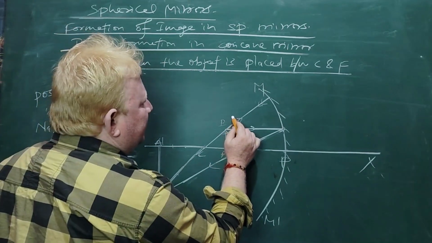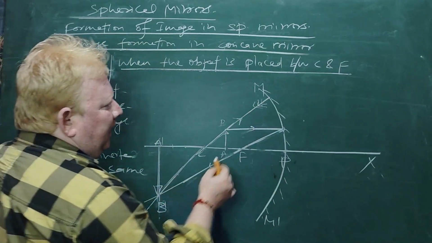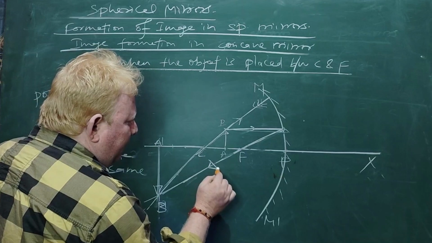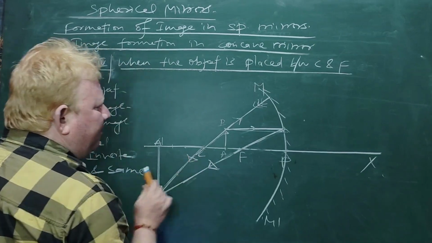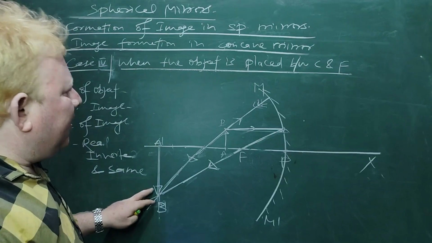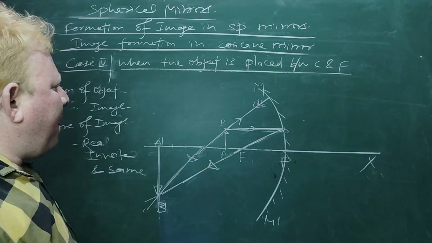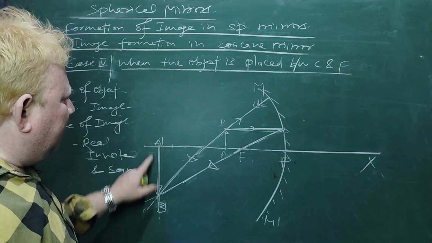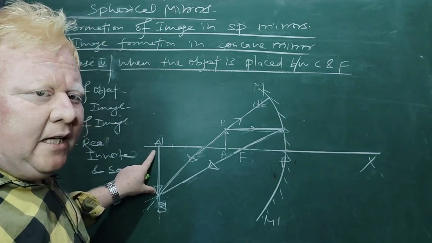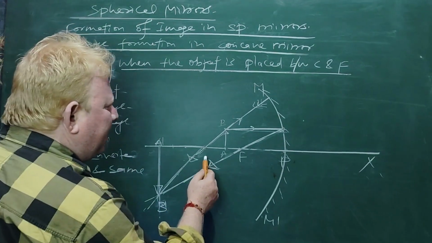This is your incident ray, but now it has become the reflected ray. If this is the incident ray, this is the reflected ray. So we have these two reflected rays, and they are meeting here at this point. So the image will be formed exactly at this point. And how does this image look? It is magnified.